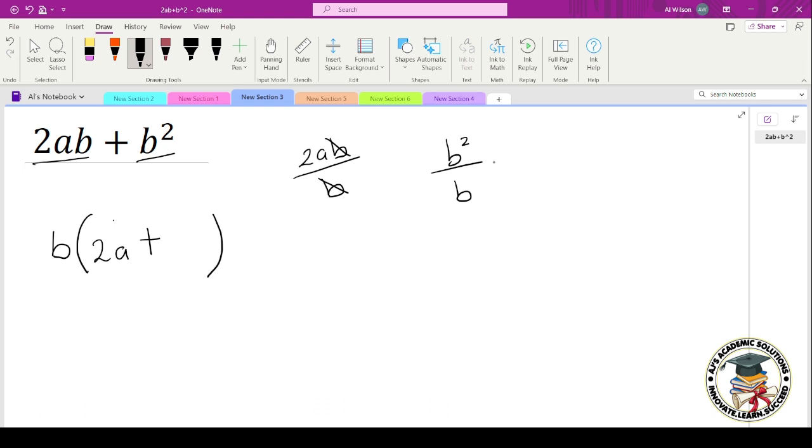Now, I know some persons may not be very comfortable using the law of indices, so let's do a little bit of an expansion before we actually solve. B squared means we're going to have b times b, and we're going to divide it by b. In doing this, we're left with just b. So for this question, the answer is b in the bracket 2a plus b.